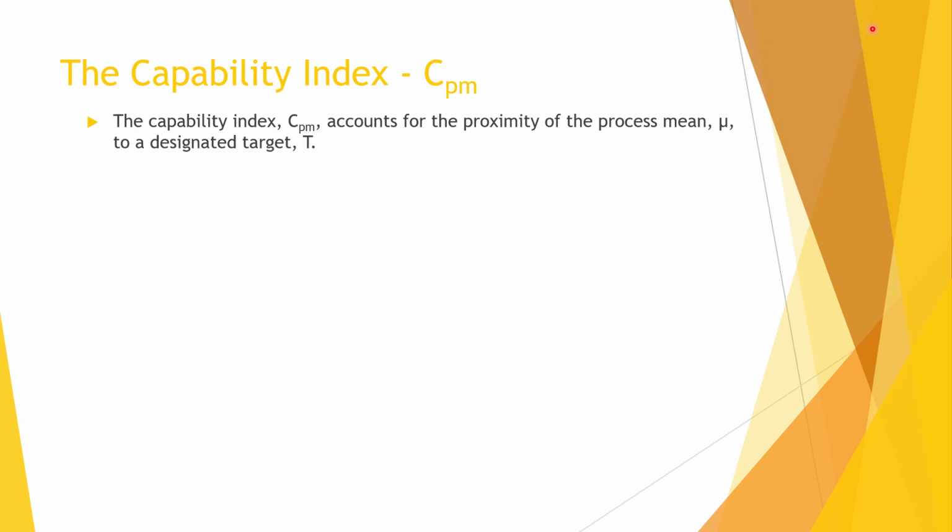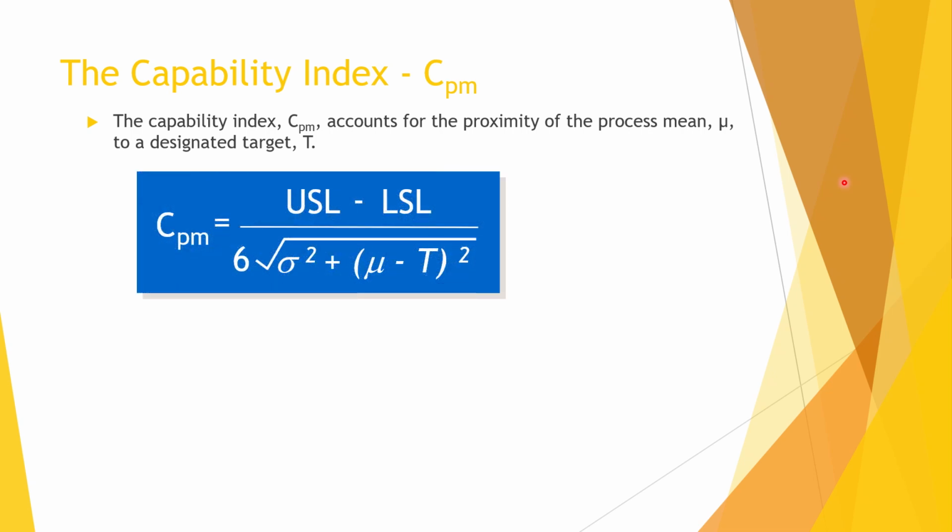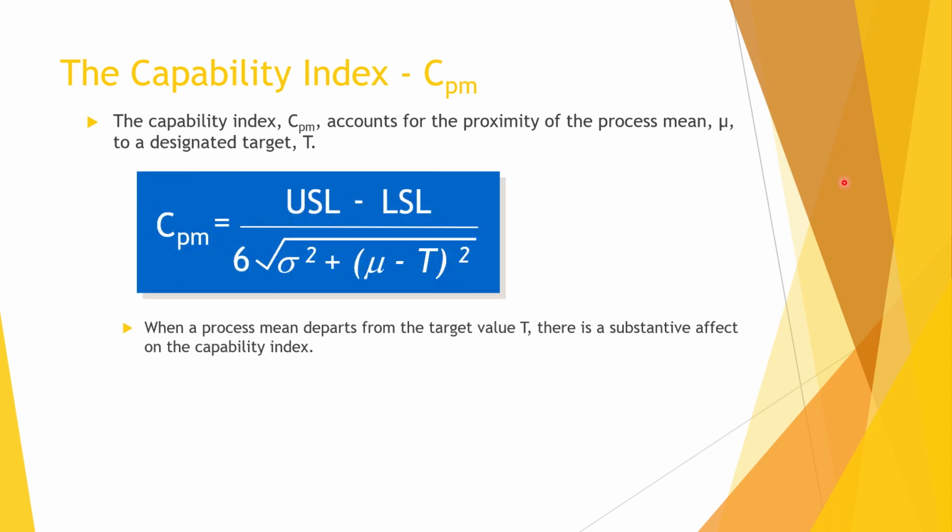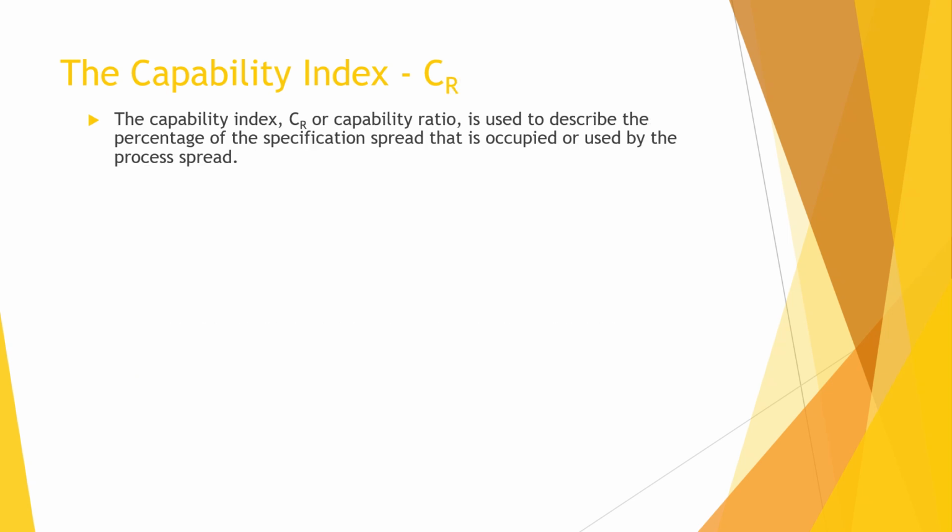If the target value were T equals 21, that would be calculated into 1.281. This is the formula. When a process mean departs from the target value T, there is a substantive effect on the capability index. In the earlier CPK example, if the target value was T equals 21, CPM would equal 1.281.